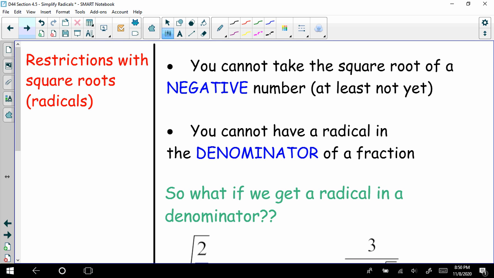All right, so we've got another special situation to work with. It says restrictions with square roots or the radicals. You cannot take the square root of a negative number. At least we're not presenting you how to do that yet. That is going to be later on in Algebra 2. So right now we are only dealing with positive values under the radical. There's another rule that we have to follow. We cannot have a radical left in the denominator of a fraction. So we have a process that we will go through to help fix that if you are presented with a fraction with a radical in its denominator.